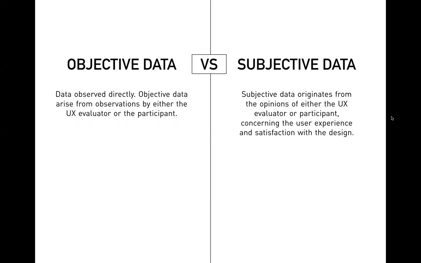Subjective data originates from the opinions of either a UX evaluator or the participant, and it concerns the user experience and satisfaction with the design. So that's like subjective, someone might like it and someone might not like it. That's more subjective. Objective is not so much about feelings, it's more about observation.